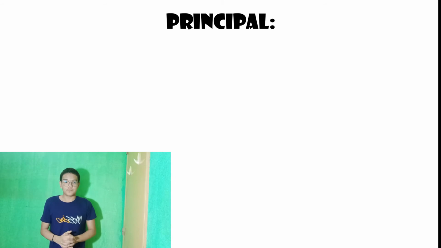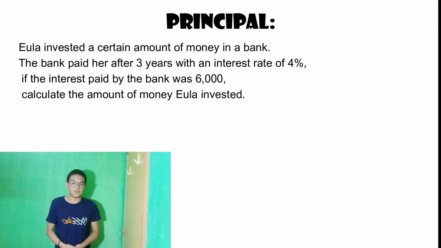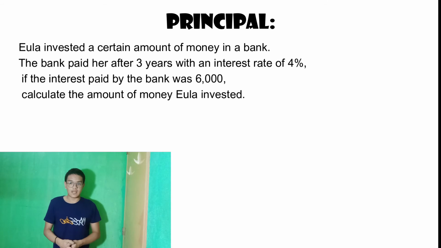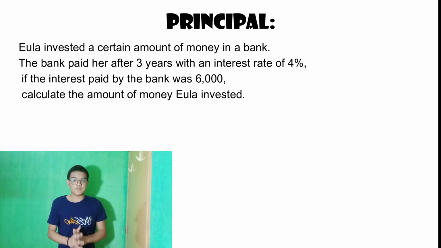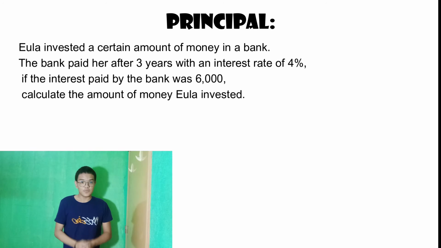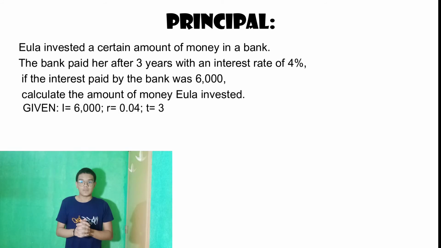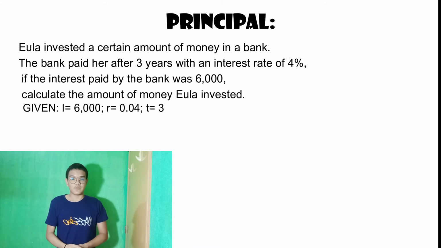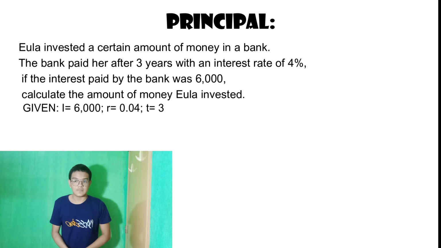So for our next problem, Yula invested a certain amount of money in a bank. The bank paid her after 3 years with an interest of 4%. If the interest paid by the bank was 6,000, calculate the amount of money Yula invested. For this specific problem, we are tasked to find the principal. So first thing, as usual, we find the given values. For our interest, it is 6,000, our rate of interest is 0.04, and our time is 3 years.